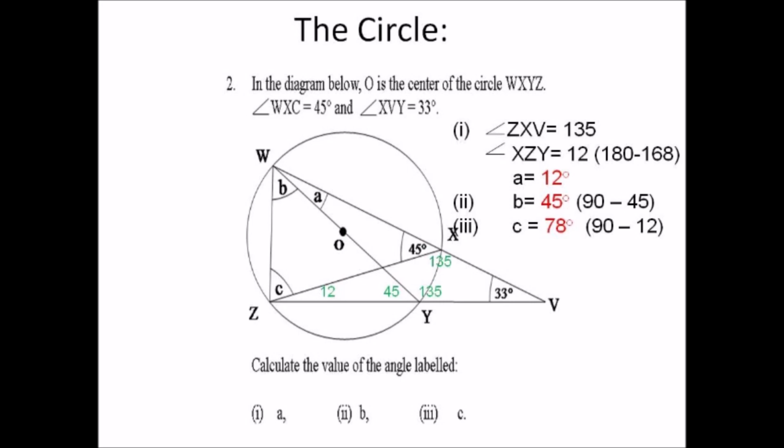The circle, number 2. A worked out to be 12 degrees, B 45 degrees, and C 78 degrees. And I have the workings there for you. The numbers in green are the angles that I had to put in order to get the final answer. So look at those numbers and see where I got them from, and you would see how to work a question like this to get your final answers.